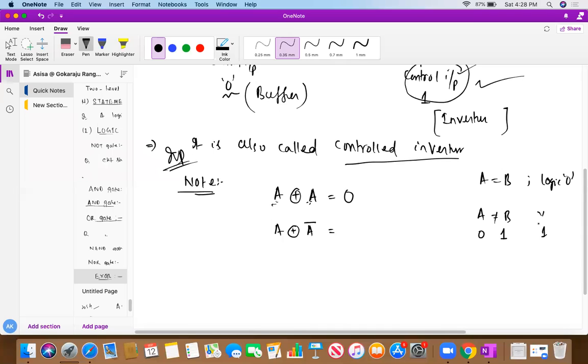So what am I getting at the output? 1. Similarly, 1 and 0, what am I getting? 1. So what will I actually get? If A XOR A bar, I'm going to get 1. So it has a very peculiar phenomenon.